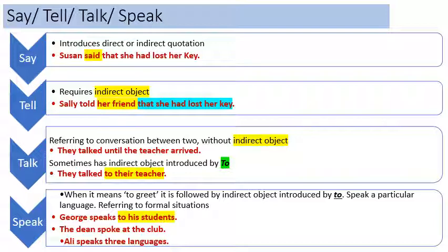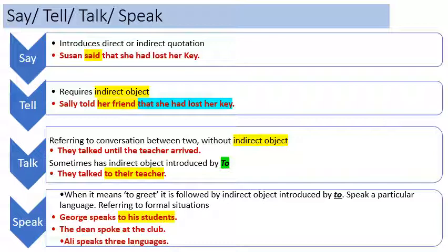If you have talk, it refers to a conversation between two individuals, and here we don't need a direct object. They talked until the teacher arrived. It means they chatted with each other till the teacher arrived. Sometimes it has an indirect object and it is introduced by to. They talked to their teacher. Okay? It has an indirect object, to their teacher, which is introduced by to.